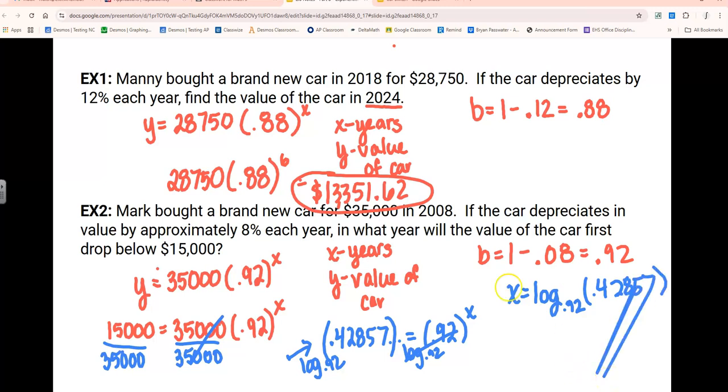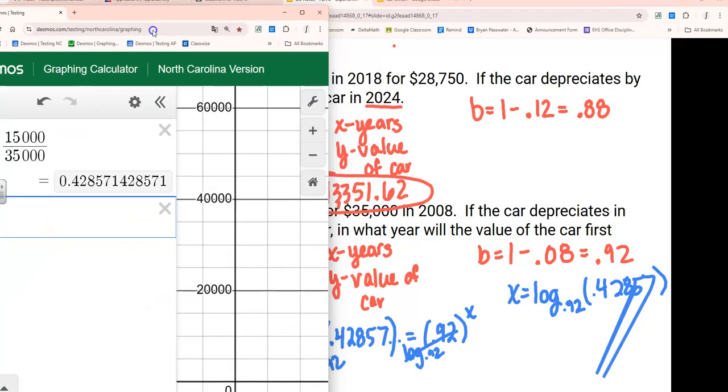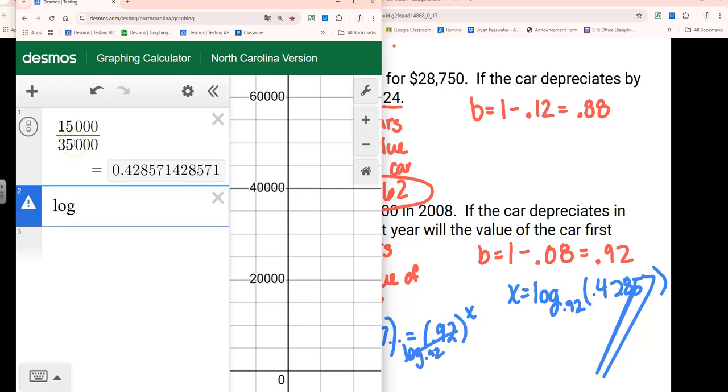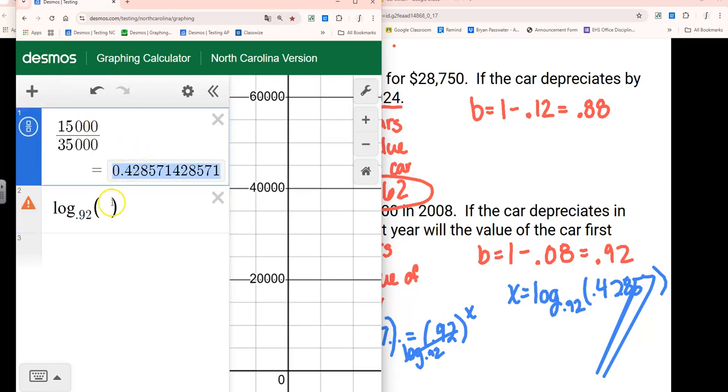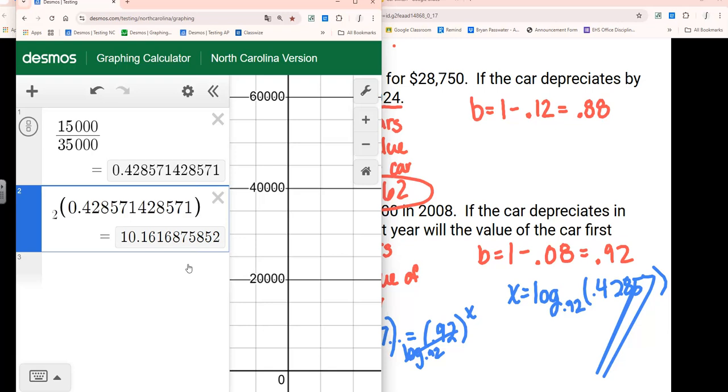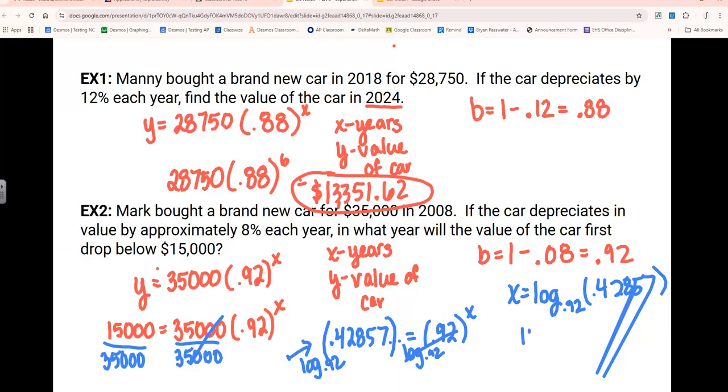I don't know why it's doing that right there. And so if I type that in, log base 0.92 of, let's just copy and paste this number right here, I get 10.162. So 10.162 years.